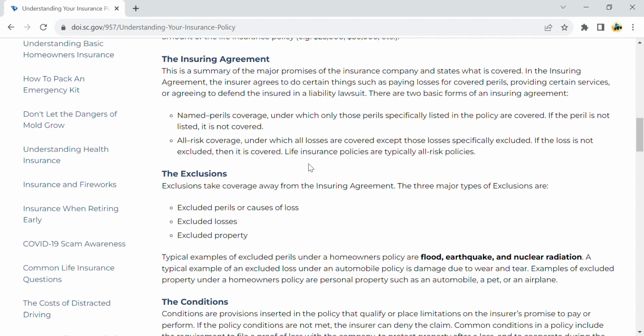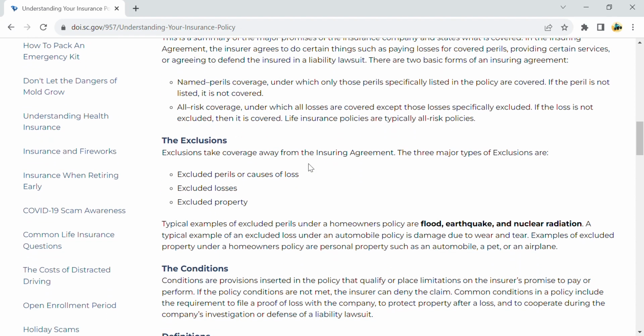There are two basic forms of an insuring agreement: named peril coverage, under which only those perils specifically listed in the policy are covered. If the peril is not listed, it is not covered. All risk coverage, under which all the losses are covered except for those losses specifically excluded. If the loss is not excluded, then it is covered. Life insurance policies are typically all risk policies.